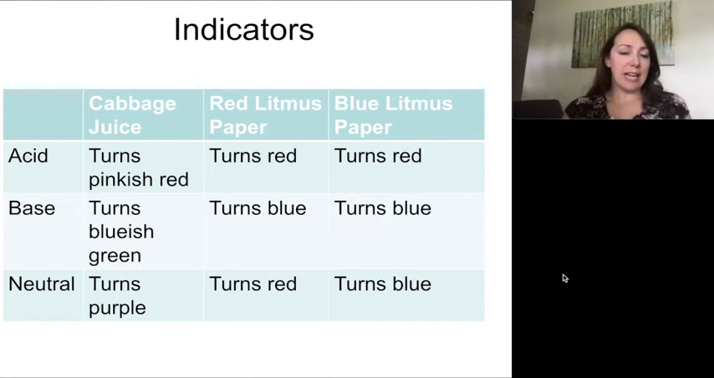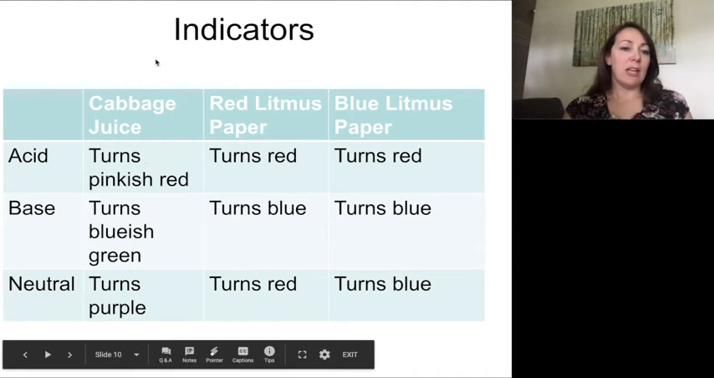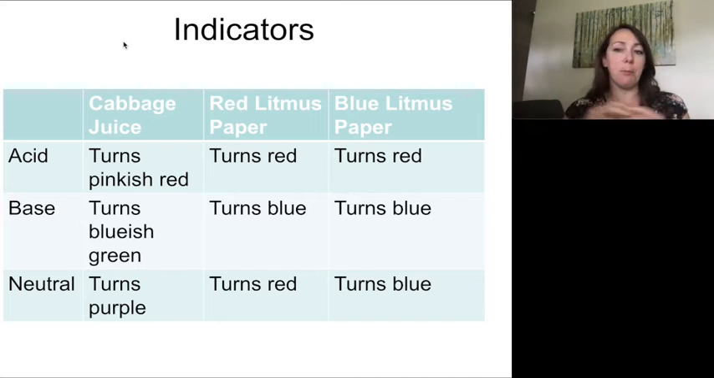Let's look strictly at cabbage juice. So let's look at this column. You can take purple cabbage from the store and mash it all up and boil it in your kitchen to create this really stinky cabbage juice. But whenever you mix the cabbage juice with different solutions in your kitchen, you'll see that the cabbage juice changed color. So it's an indicator.